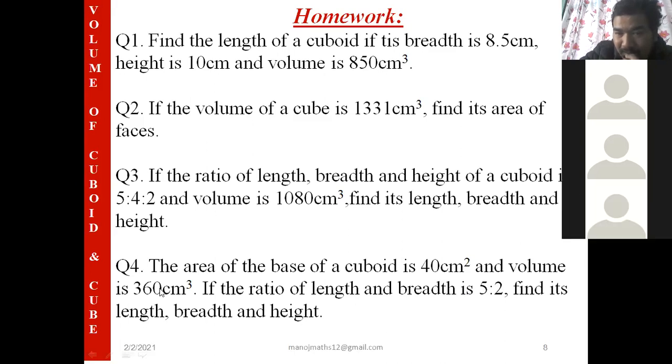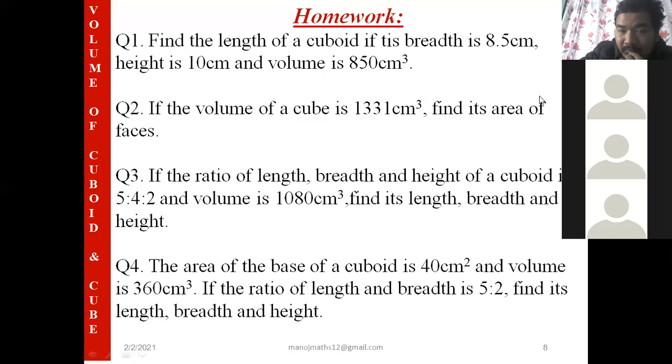Height is just like the previous question. Volume is given. Volume equals L into B into H. Sir, what is the formula of area of cube? Area means surface area, just what I had told. Surface area means 6L square. Area of cube means area of 6 surfaces, okay?